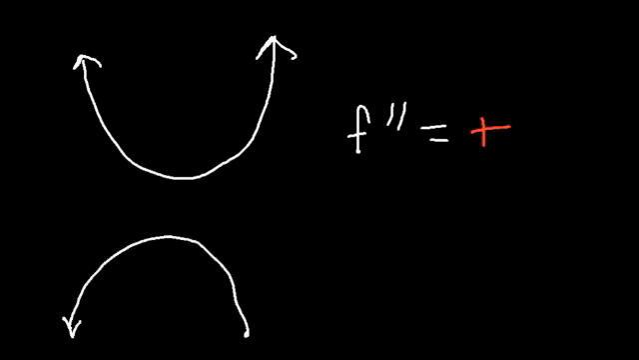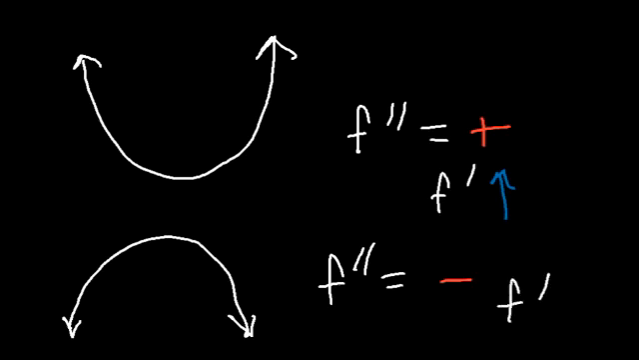Now, anytime the graph has a concave up shape, the second derivative is positive. And if it's concave down, the second derivative is negative. When the second derivative is positive, that means that the first derivative is increasing in value. When the second derivative is negative, that means that the first derivative is decreasing in value.